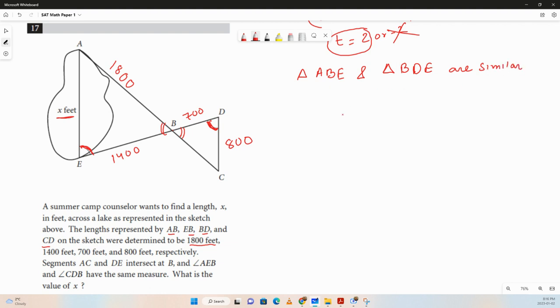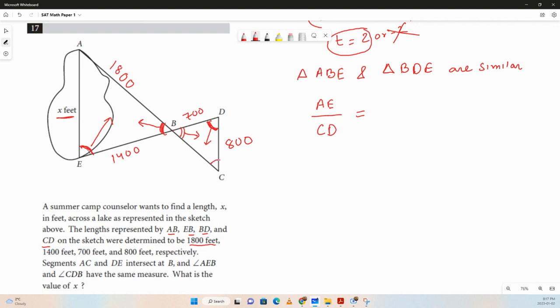So if the triangles are similar, the ratio of the sides must be equal. So how do we find the sides? For angle B, we'll take the side opposite to angle B. In the big triangle, opposite to angle B is AE. In the small triangle, opposite to angle B is CD. AE we are required to find, CD we are given. So we have to choose another pair of sides which are given, so that there's just one unknown. Opposite to E is 1800, and E is similar to angle D, but the length opposite to that is not given. So we'll take the third side.